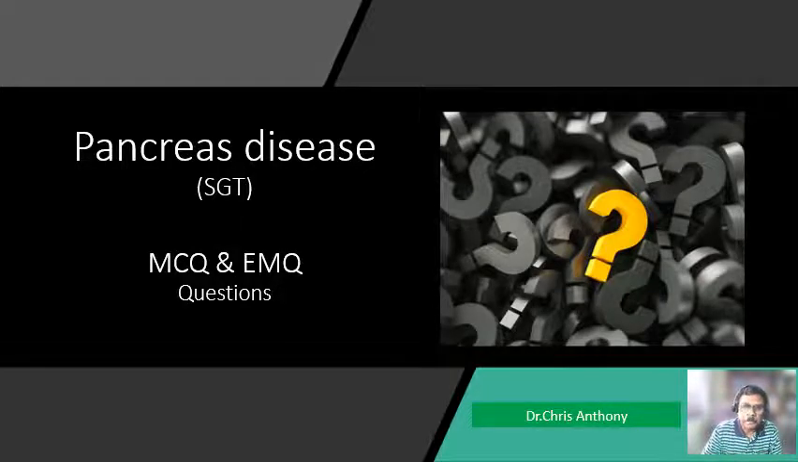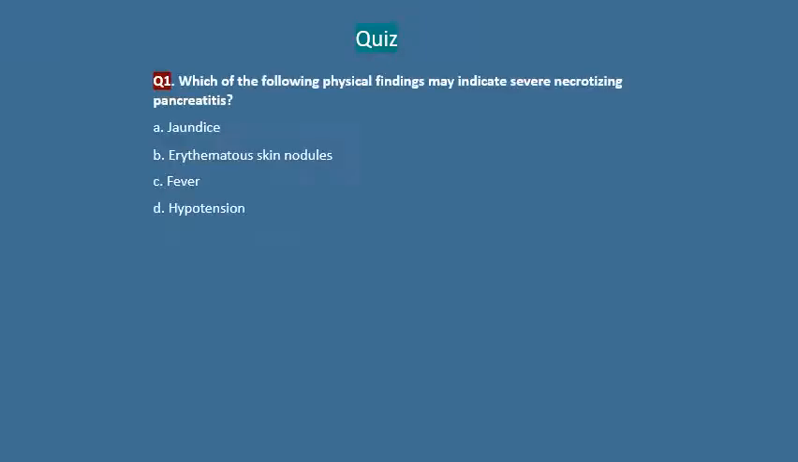This is a post-SGT question or quiz on pancreatic disease. Question number 1. Which of the following physical findings may indicate severe necrotizing pancreatitis? The answers are A. Jaundice, B. Erythematous skin nodules, C. Fever, D. Hypotension. The answer is B. Erythematous skin nodules.